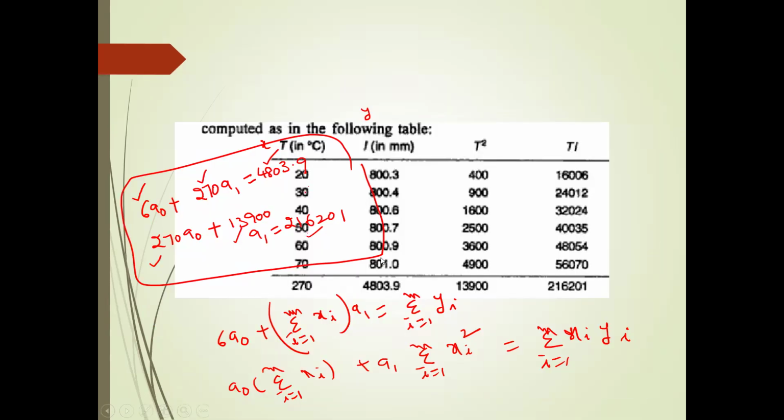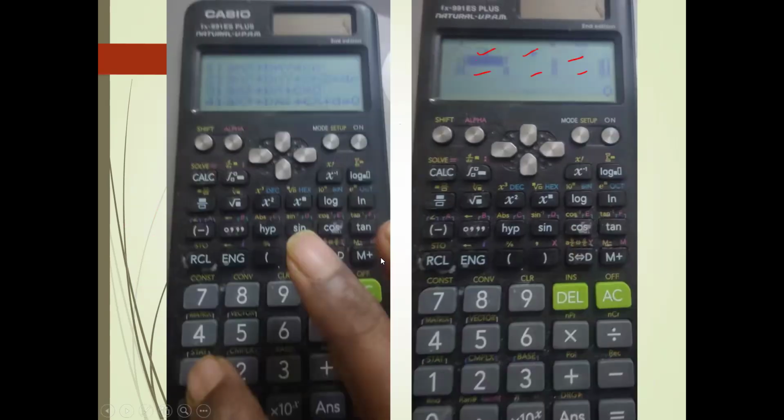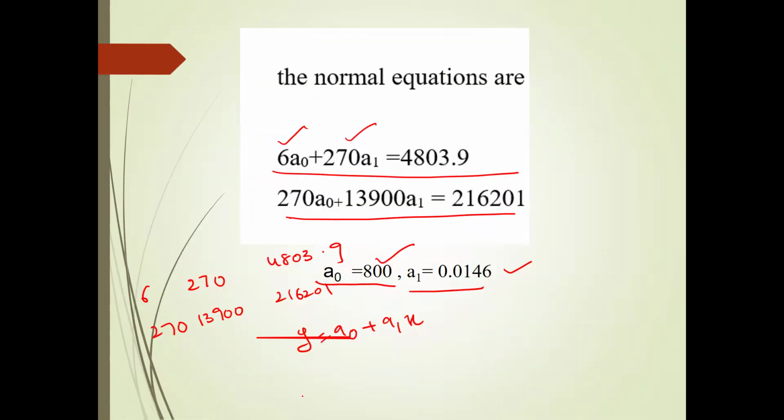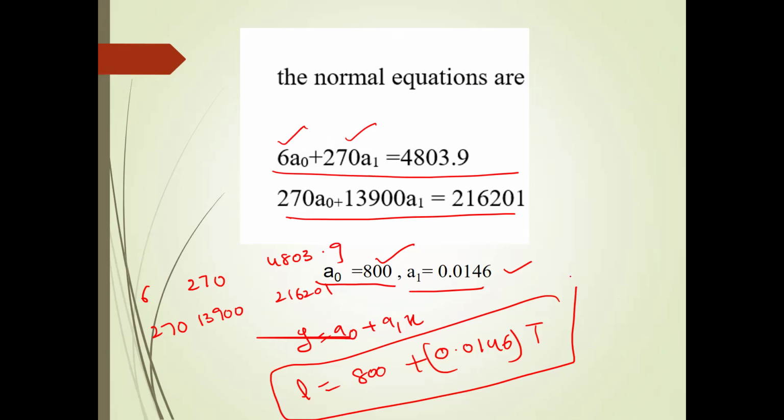Okay. So now y is equal to A naught plus A1x is your straight line. Here, what is your straight line? L is equal to A naught plus A1t. So L is equal to A naught, that is 800, plus A1, that is 0.0146, into T. That is your answer. Okay, like that you have to solve the problems.